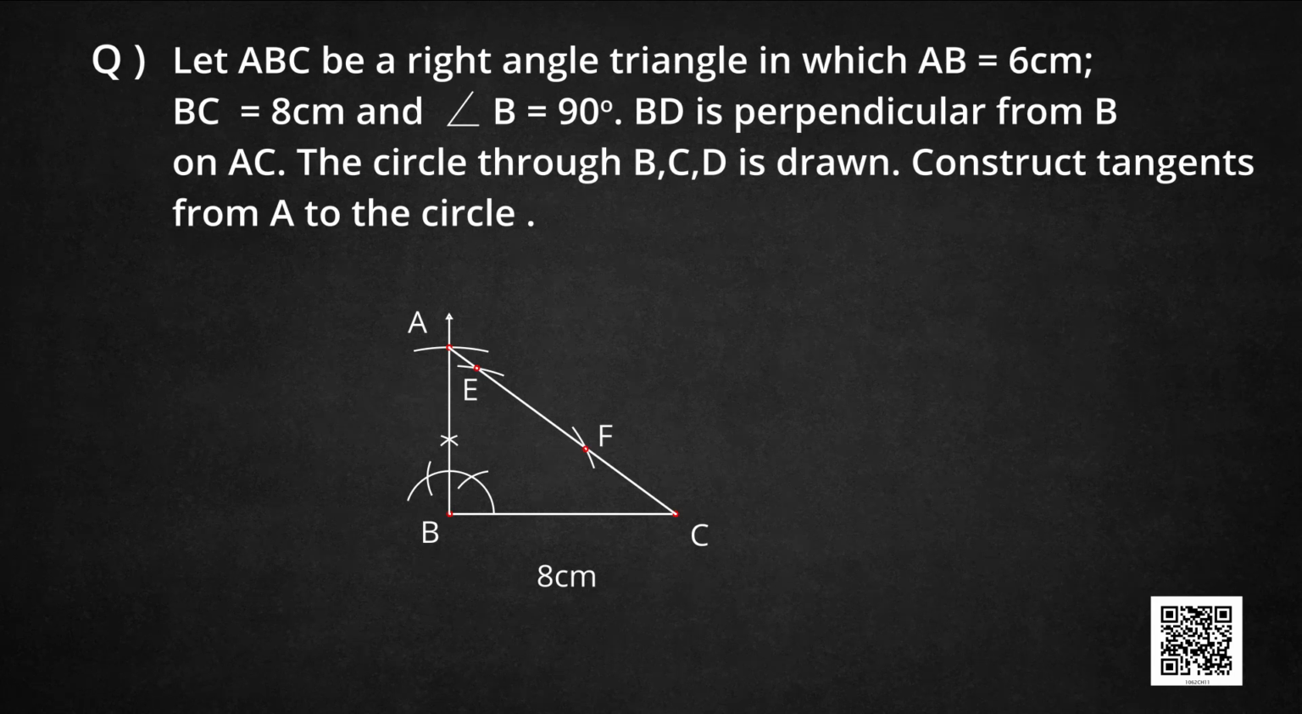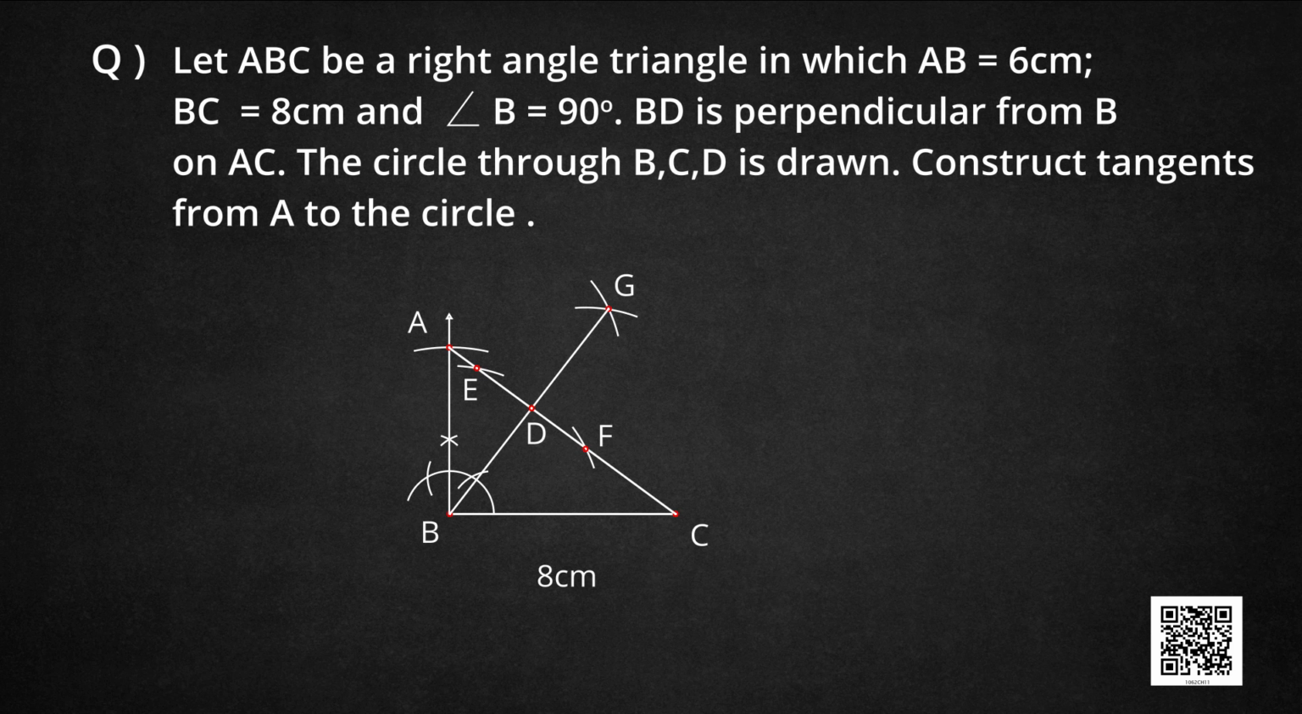Now with the same radius and keeping the tip of the compass at point E and F, one by one, draw two arcs above AC. Let the two arcs intersect each other at a point, say G. Join B and G. This is the perpendicular from B and which is cutting AC at point, say D. So BD is perpendicular from B on AC.